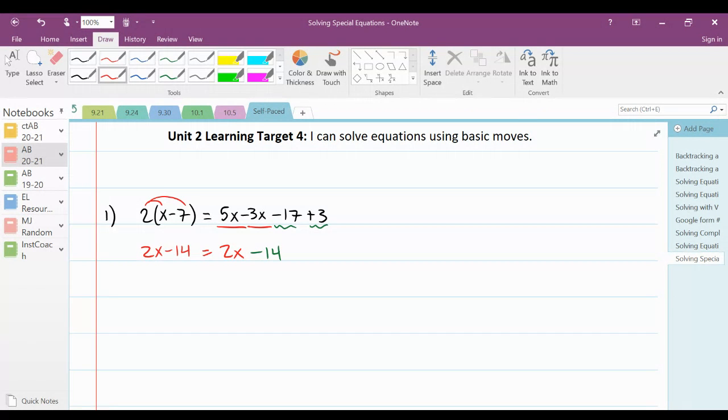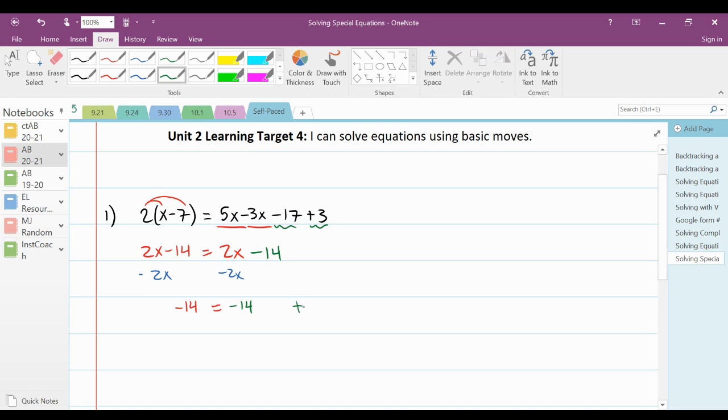Now I know my next step is to get the variable on one side, trying to keep it positive if I can. So I've got 2x on the left, 2x on the right. Now that's a little bit odd that I have the same amount on both sides. So let's see what happens. I'm going to subtract 2x from both sides, and I'm left with negative 14 on the left, equaling negative 14 on the right side.